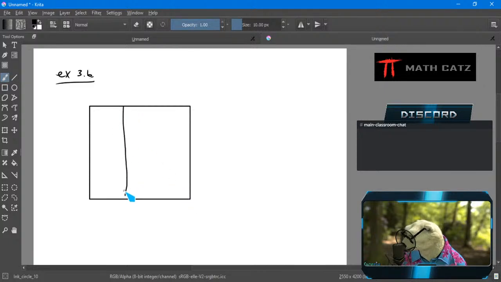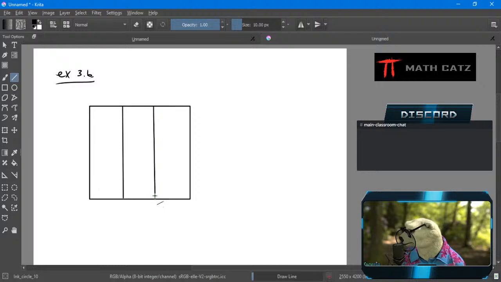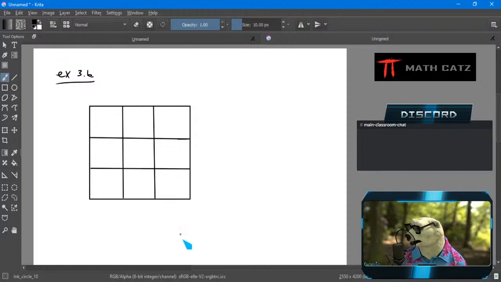Whoa, that is not straight. Like that. A 3 by 3 grid. Whoops, can't speak and draw apparently. Come on, man. Like so. So that's our layout.